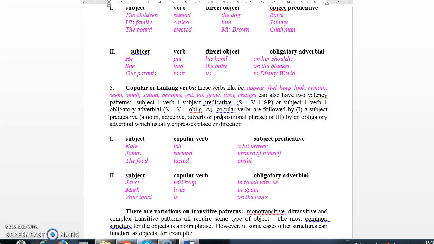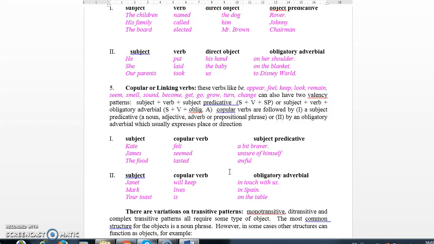You also have some copular verbs that need an obligatory adverbial, the same as the other ones. You need an obligatory adverbial, especially with the verb lives. If you say Mark lives, you need to know where he lives, and so Mark lives in Spain. If I say your toast is on the table, I need on the table, because if not, I will never know where your toast is.